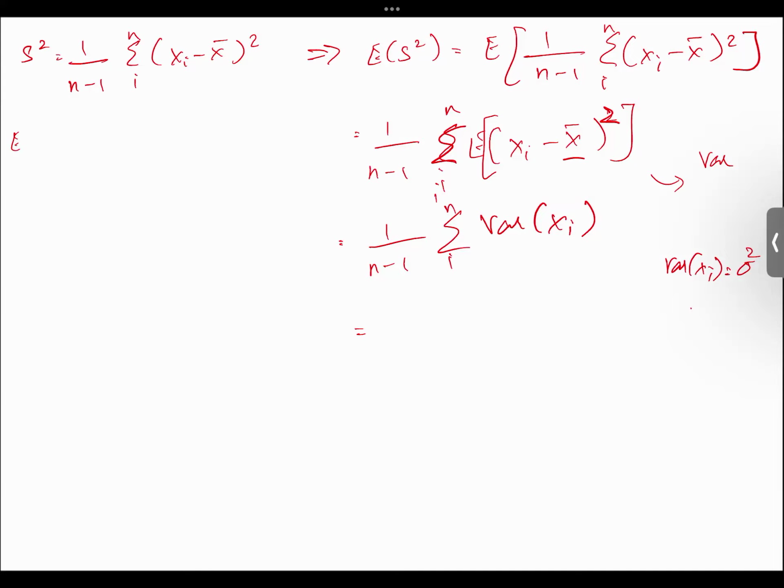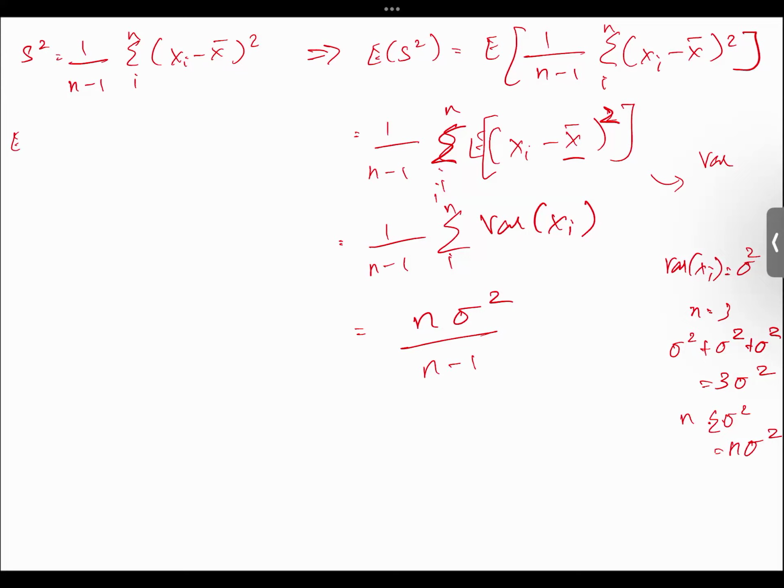Because we have n samples, let's say n is equal to 3. So what will you have? You'll basically have sigma square plus sigma square plus sigma square. So this is equal to 3 sigma square. So for n, the summation of sigma square would be n sigma square, right? So this will become n sigma square divided by n minus 1.